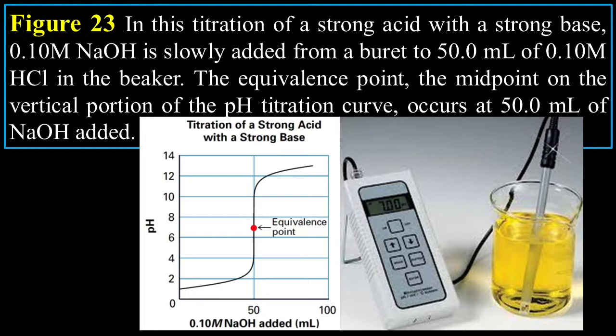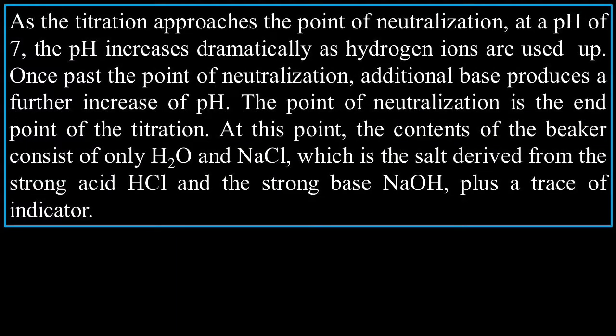The equivalence point, the midpoint on the vertical portion of the pH titration curve, occurs at 50 milliliters of NaOH added. Notice they're using an indicator and a pH meter.